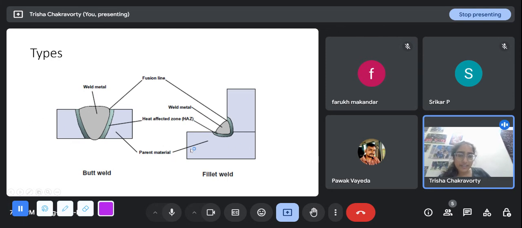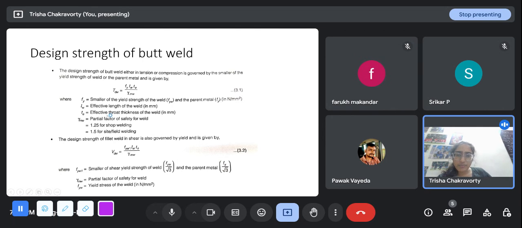So these are the parent material. Parent material is that of the plate, and this is the weld, you can understand. Design strength of butt weld. Design strength of butt weld, either in tension or compression, is governed by the smaller of the yield strength of weld or the parent material.